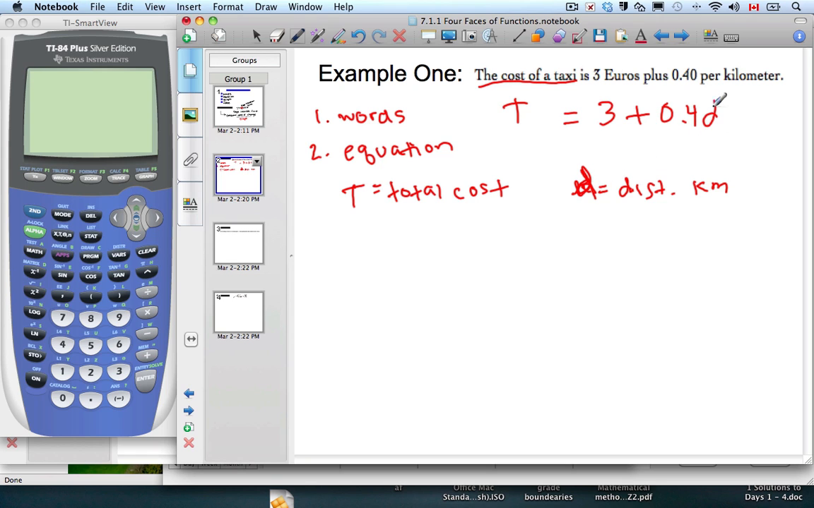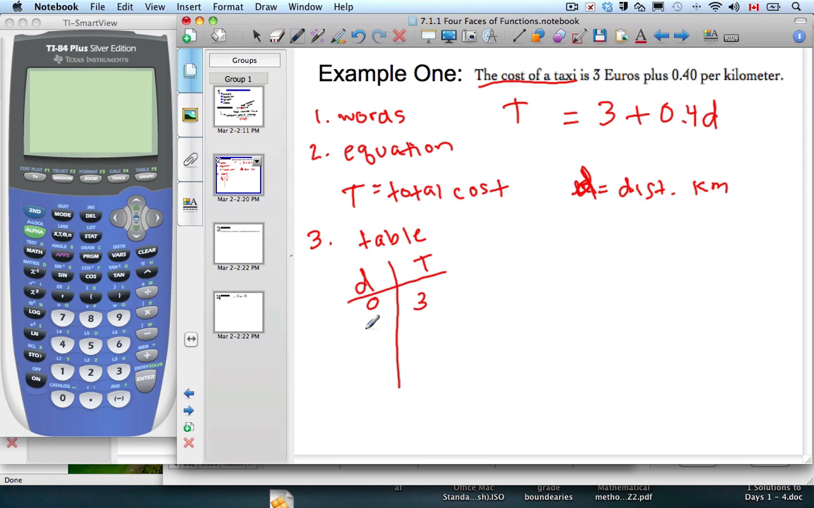Distance. So if I go 1 kilometer, it costs me 0.4 plus the 3. If I go 2 kilometers, it's 0.4 times 2 plus the 3. Since you're talking about that, we might as well go ahead and make our table. So we have distance versus total cost. If we traveled 0, then our total cost is 3, meaning I just step in the taxi and it will cost me €3.